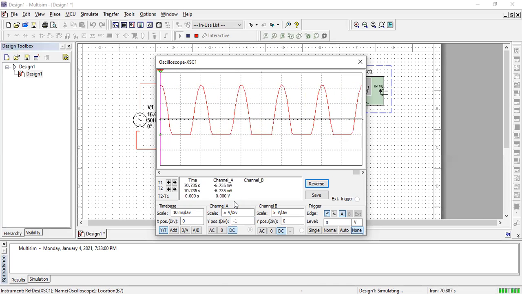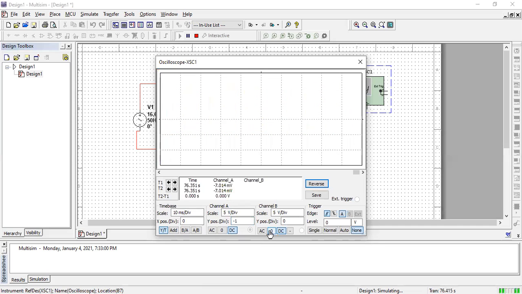So this is how we can calculate peak to peak voltage. So this is about the calculation part of your peak to peak voltage.